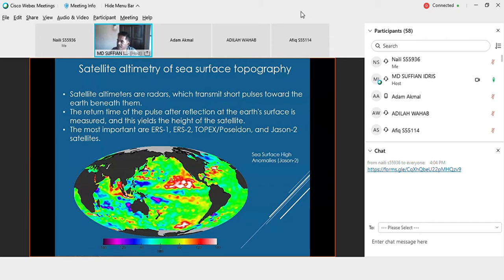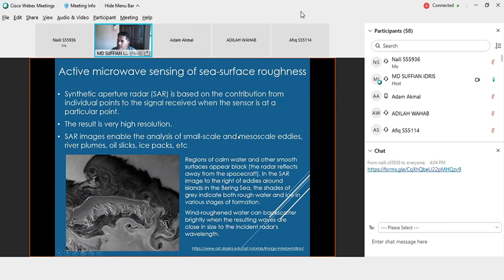So the most important are ERS 1 and 2, Topex/Poseidon, and Jason satellites. They measure surface height anomaly, and so on. So that is satellite altimetry. And lastly is microwave sea surface roughness, SAR or synthetic aperture radar.